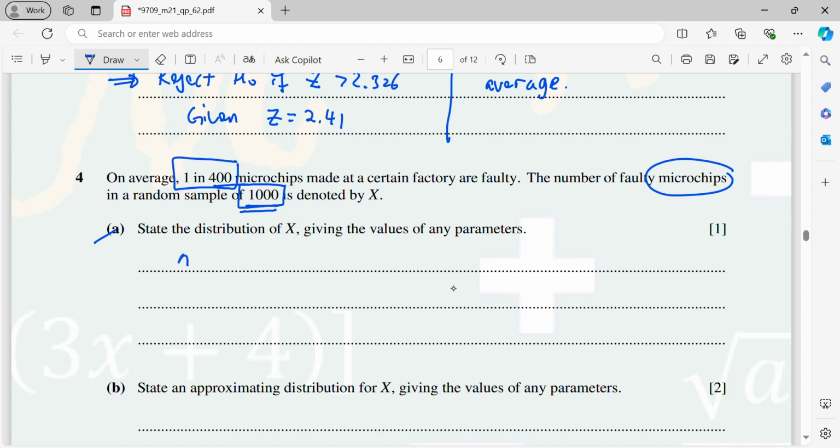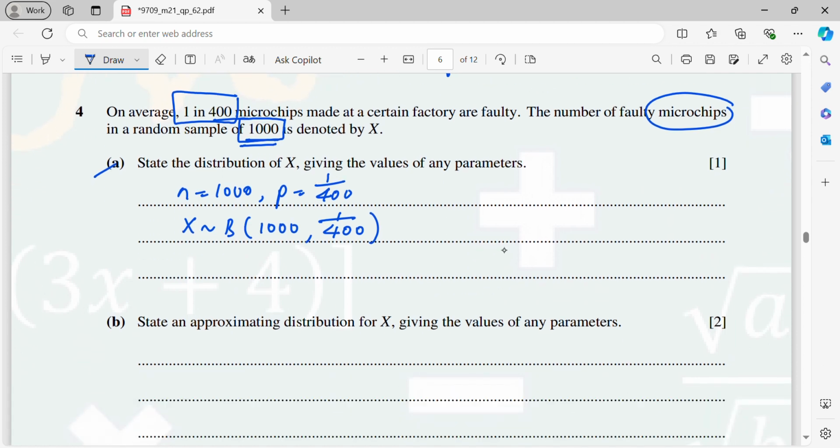So which means now here n equals 1000. The p is 1 over 400. So obviously this is a binomial distribution. So X is binomially distributed with n 1000, and p is 1 over 400. Now B, state an approximating distribution for X giving the values of any parameters.